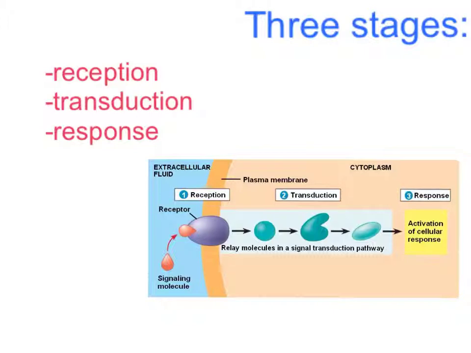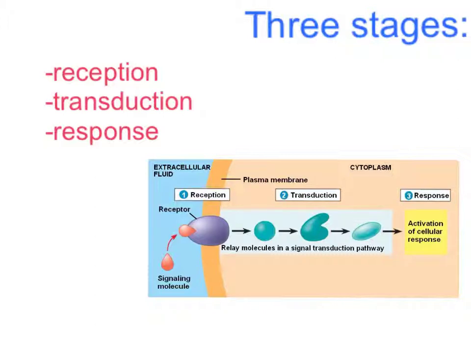Reception is the detection of a signal molecule, the ligand, coming from outside the cells. Transduction converts signals to a form that can bring about a cellular response. And response is a cellular response to the signal molecule. So in this picture, on this slide, we clearly see the cell, the cytoplasm, the plasma membrane, but we see the steps: 1, reception; 2, transduction; and 3, response.